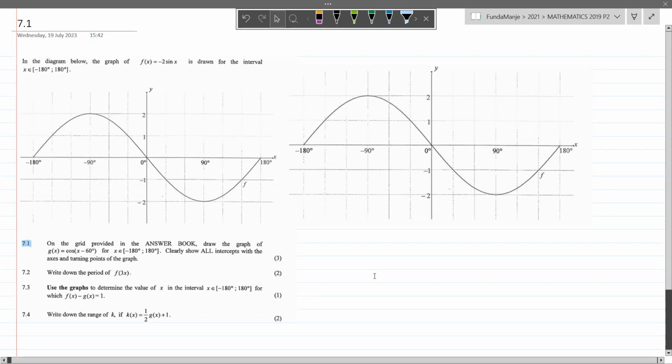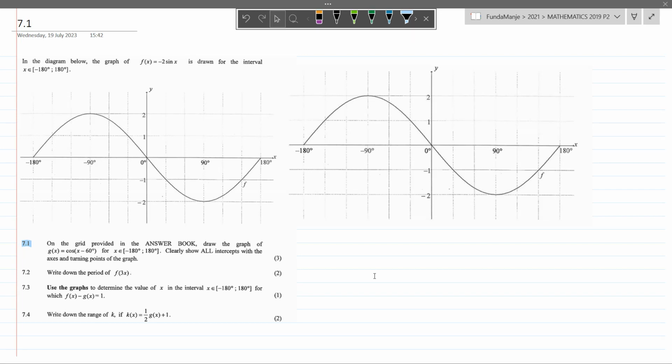So question 7.1, in the diagram below, the graph of f(x) = -2 sin x is drawn for the interval from -180 to 180. Then 7.1 says, on the grid provided in the answer book, draw the graph of g(x) = cos(x - 60) for x in the interval -180 to 180. Clearly show all intercepts with the axis and turning points of the graph.